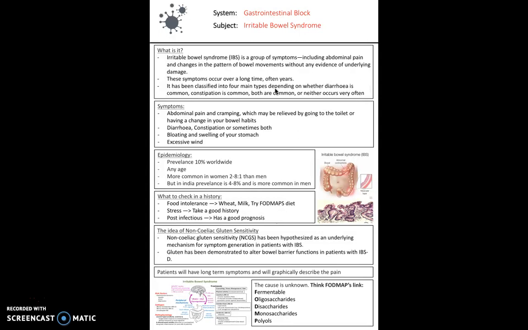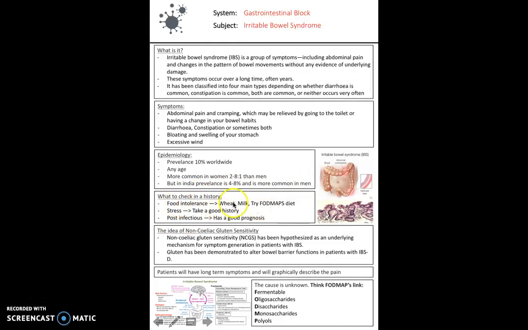So it can cause abdominal pain and cramping, diarrhea, bloating and swelling of the stomach, and excessive wind. Okay. So in terms of epidemiology, it's prevalent in around 10% worldwide, which is actually quite a high proportion of people for it to affect. And actually it's much more common in women. 2 to 8 women are affected for every 1 man that's affected. Just be aware that in India the prevalence is a lot lower than the rest of the world, and actually it's more common in men in India.